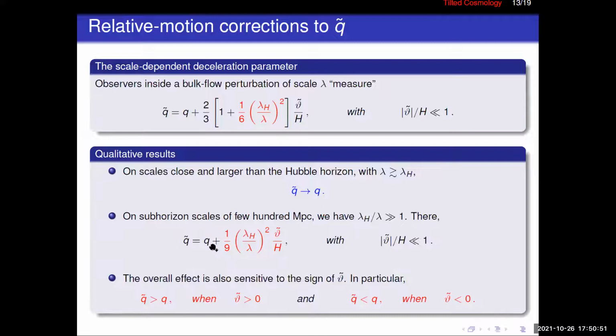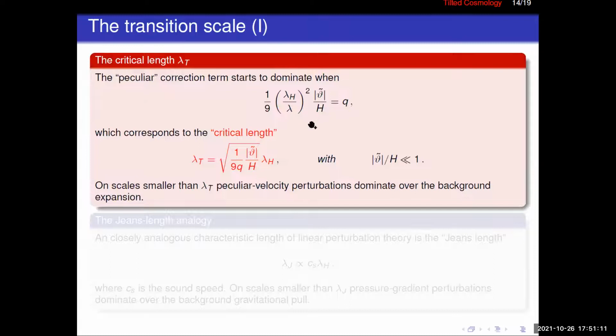And you can see from this expression that it will dominate the right-hand side of this equation when it becomes equal to Q, the value of the deceleration parameter in the Hubble frame. So by solving this equation, you can come up with a critical length defined by this expression here, lambda T. So on scales below, or inside this critical length, the peculiar velocities dominate over the background expansion, as far as this relation is concerned, at least.